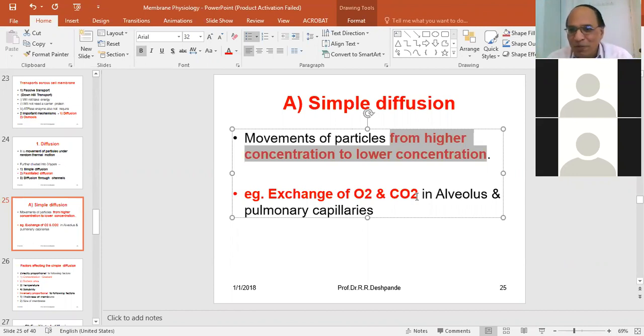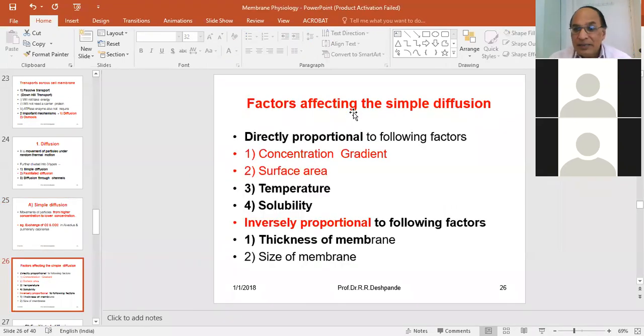Just for the joke purpose, but you must remember the example: atmospheric oxygen pressure is more than in the human body, and in the human body, CO2 pressure is more, so it is going out. So this is O2 and CO2 exchange. Now, this diffusion will depend on these things.